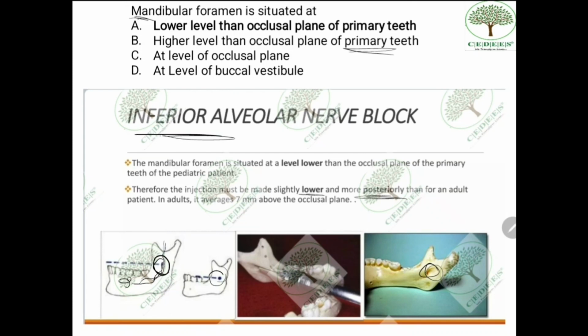foramen is present at a lower level than the occlusal plane in deciduous teeth. That's why when we are injecting the needle or when we are giving the block, we have to give it much more lower and more posteriorly than what we give in an adult. So always keep this in mind. This statement is very important.